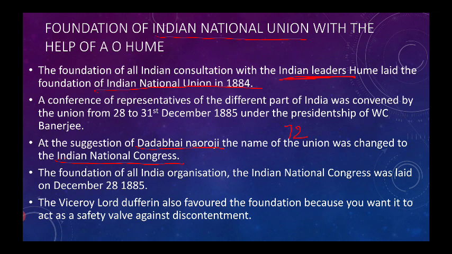It was first decided to have this conference on 25th December 1885. But at that time, a plague broke out in Pune. So the meeting of this union was held at Bombay from December 28 to 31st in 1885. W.C. Banerjee was the first president of the Indian National Union. Then Dada Banerjee suggested changing it to Indian National Congress. The foundation of the all India organization, the Indian National Congress, was laid on December 28, 1885.